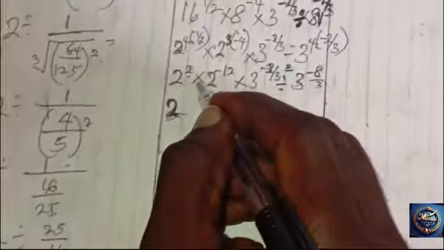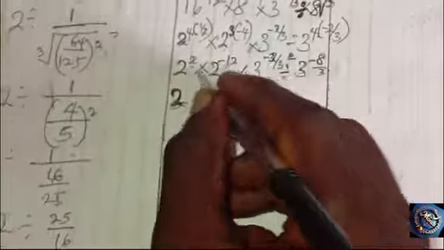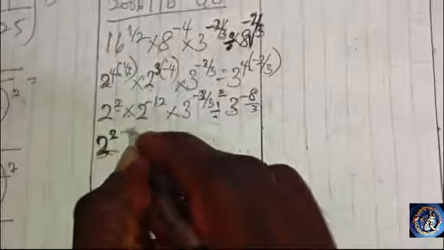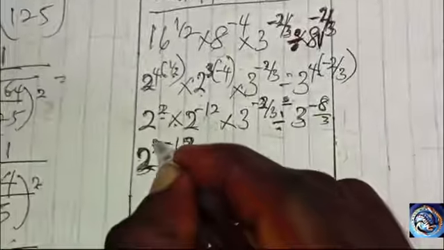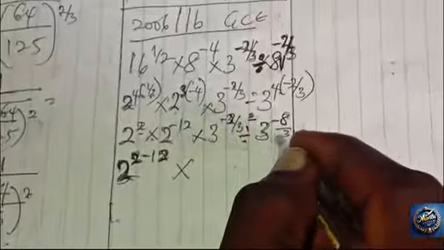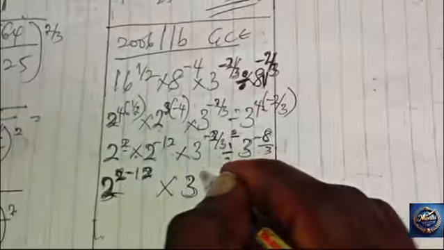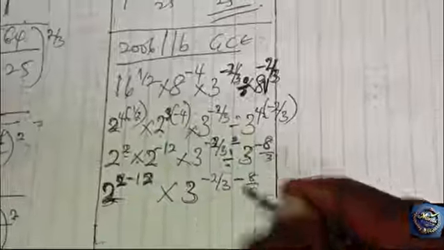The law of this is that when we have multiplication, we will add the powers. So 2 plus minus 12 gives you 2 minus 12. The division law says that when we have division, we subtract. That will be 3 raised to power minus 2 over 3, minus 8 all over 3.